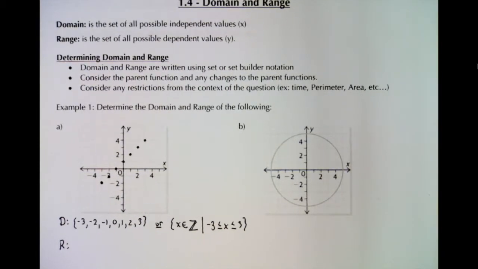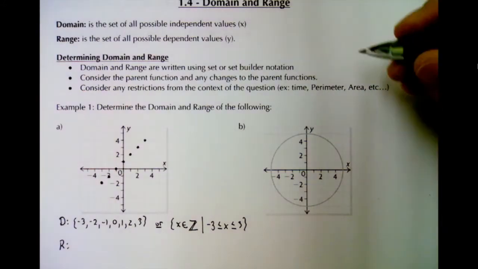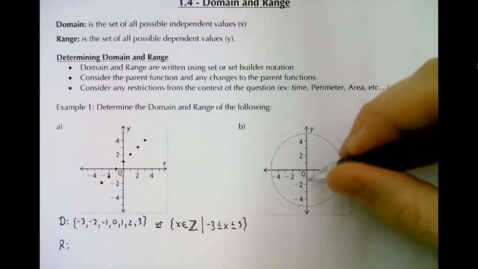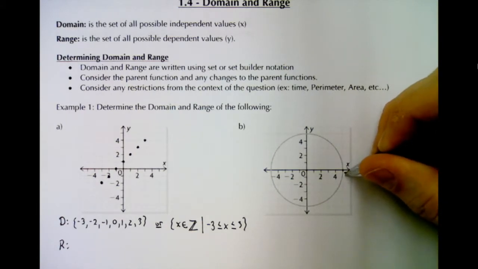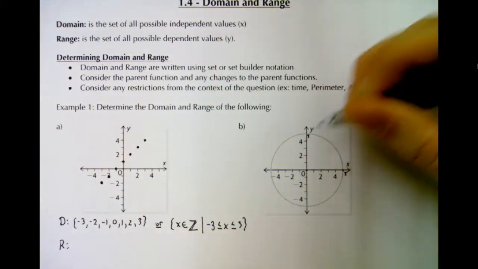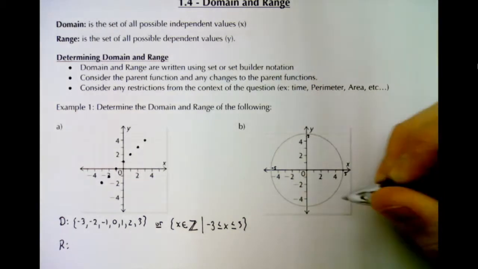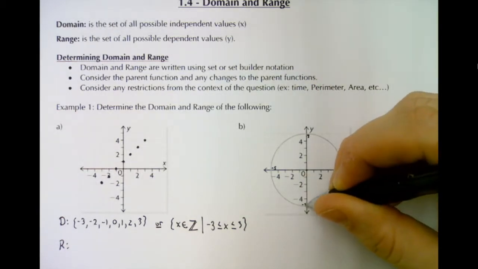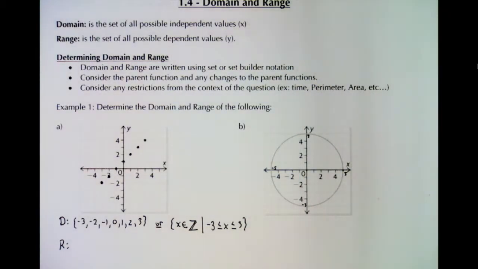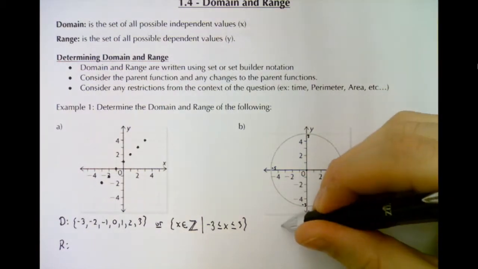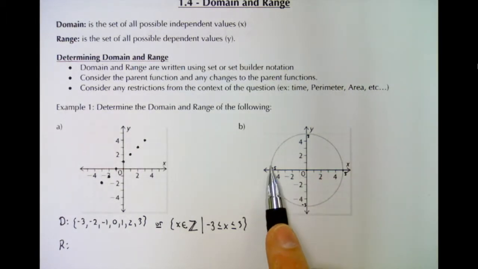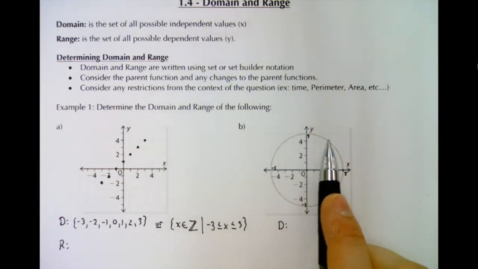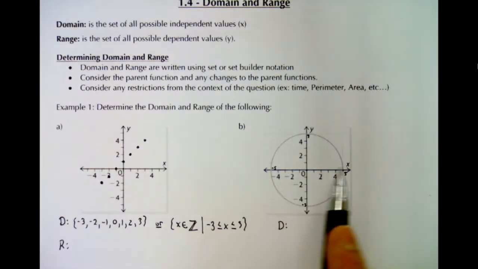B, we have a circle, and this circle has a radius of 5. If you look from the center, 0, 0, all the way out, 5 is the max, and 5 up here, and -5 all the way over here, and -5 all the way down here. So this circle is between the 5s. So when we write our domain, we need to say, hey, this circle exists all the way from -5, and it goes all the way to 5. That x scale is filled in all the way in between.